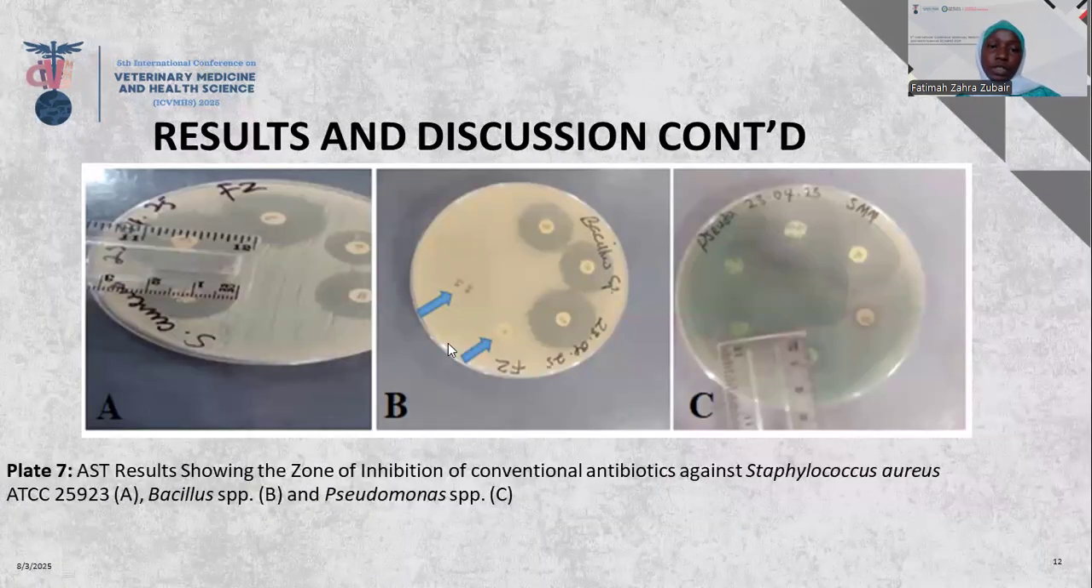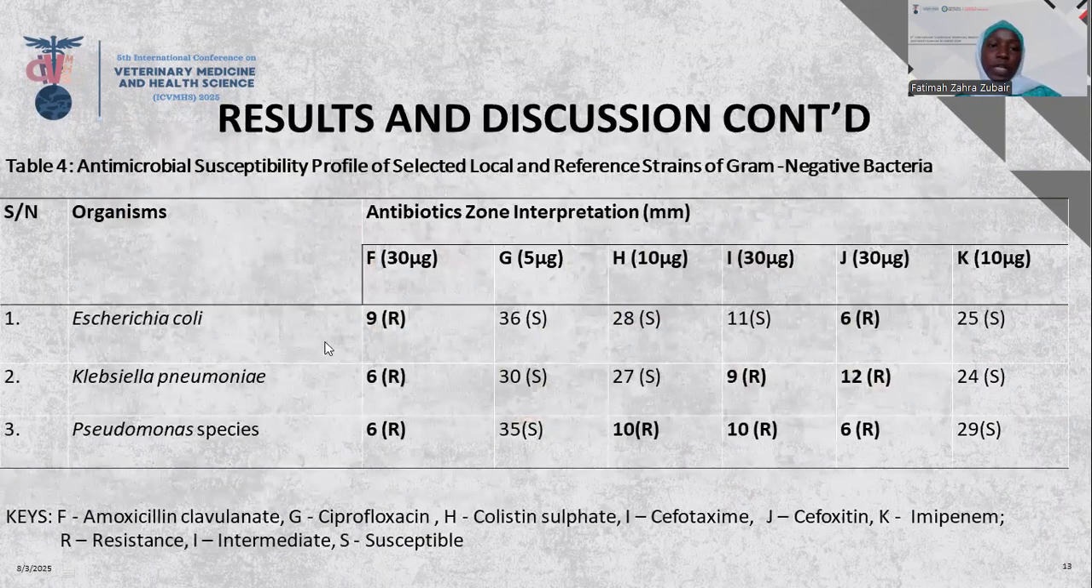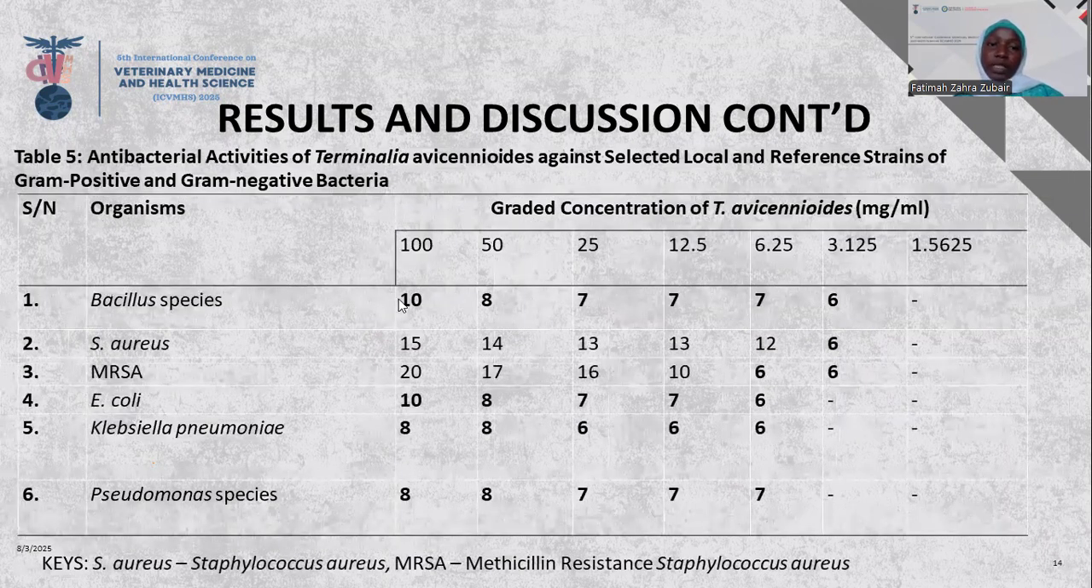These are pictures showing the zone of inhibition of the bacterial isolates. For the gram-negative bacteria, E. coli was resistant to amoxicillin and cefoxitin, while Klebsiella and Pseudomonas were resistant to at least 3 different types of antibiotics that were used in this research, which made them multi-drug resistant organisms. The antibacterial activities of Terminalia avicennioides were relatively stronger across higher concentration. And the minimal inhibition concentration for gram-negative bacteria is 6.25 milligram per ml, and for gram-positive bacteria is 3.125 milligram per ml.